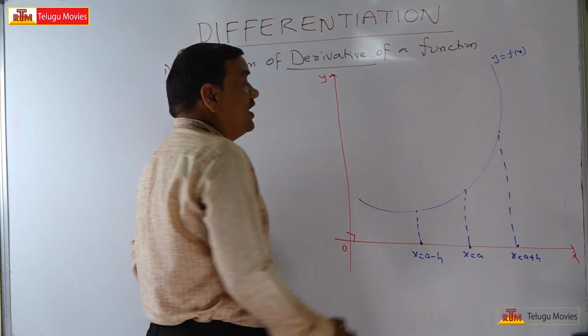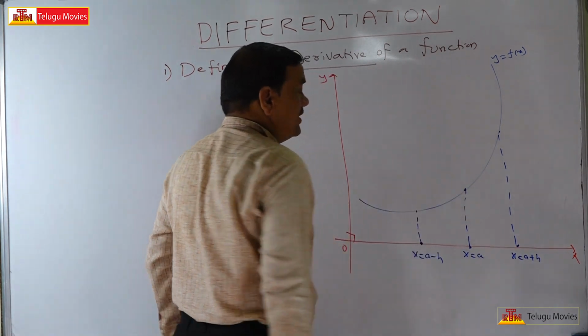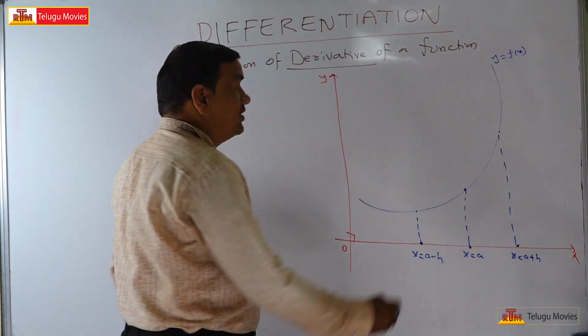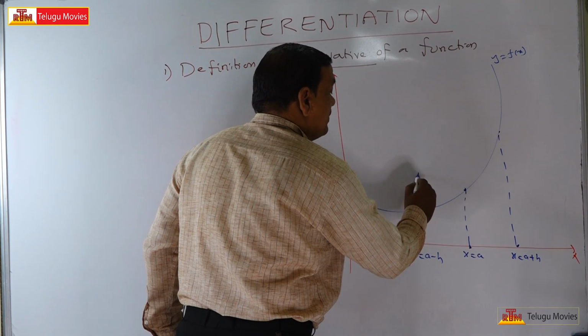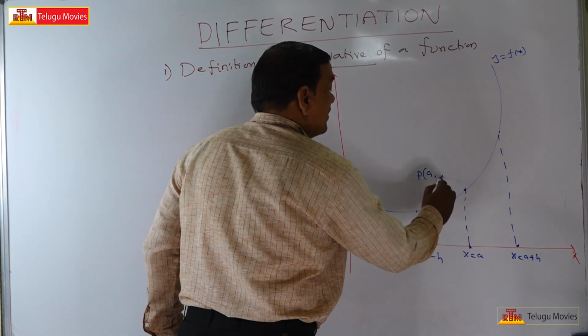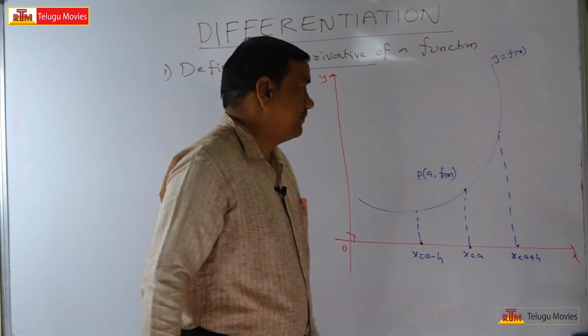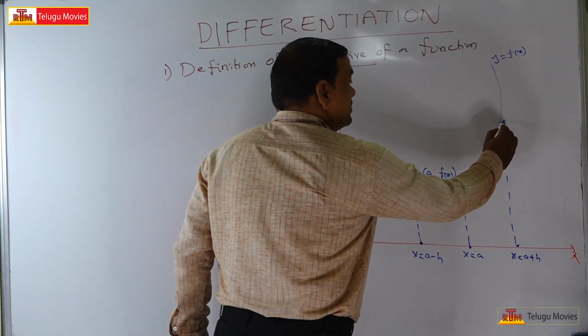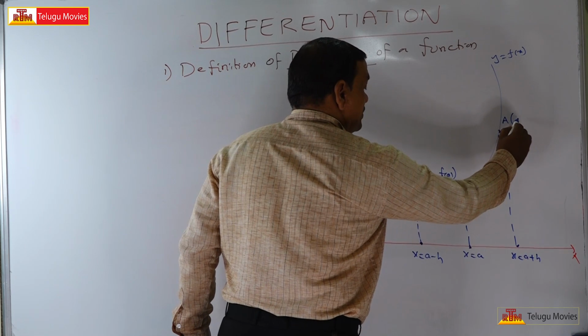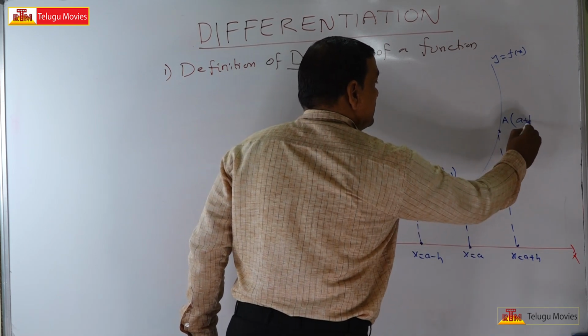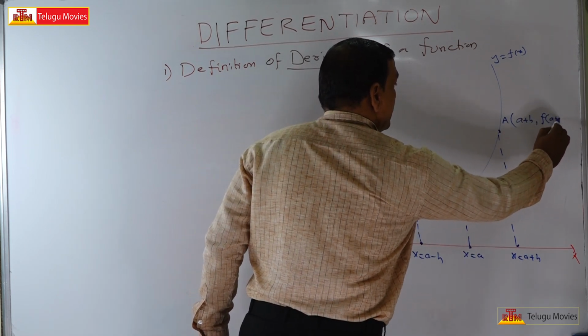Now let us see the coordinates of these points. What are the coordinates of that point? Call it P: a comma f of a. So the y coordinate is y is equal to f of a. What are the coordinates of this other point? This is a plus h comma f of a plus h.